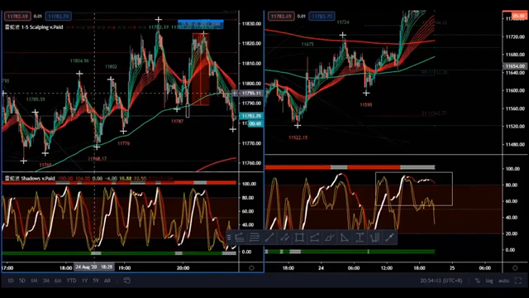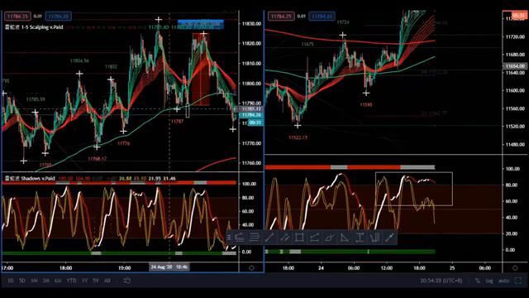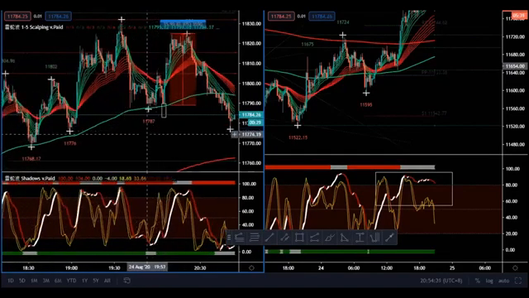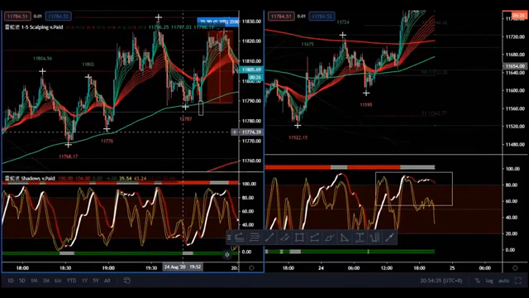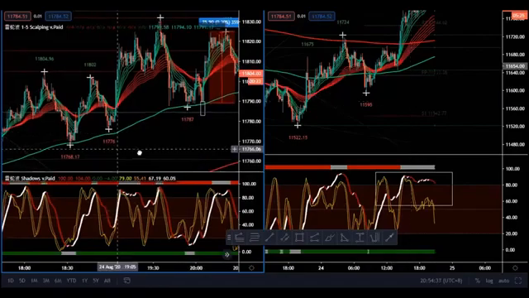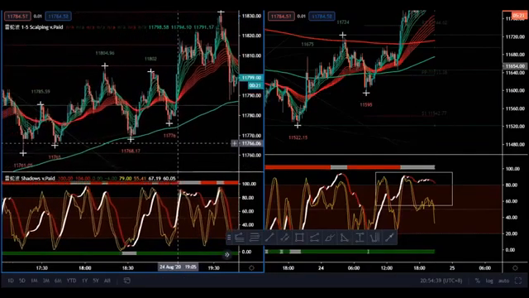So our first criteria is trend following in 15 minutes, so let's check the trend of our 15 minutes. Then our second criteria is to find a divergence in 1 minute, because this is the time frame where we are going to enter. So we need to find a bullish divergence in our 1 minute. Let's find a divergence.